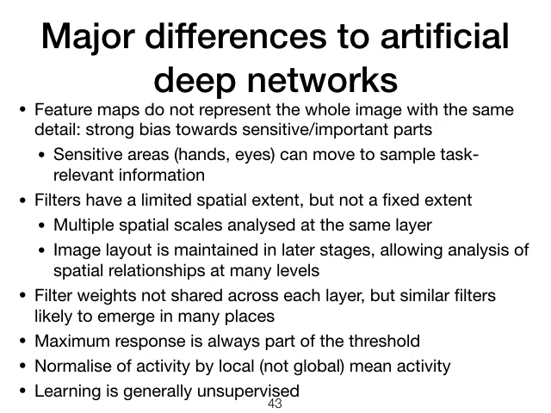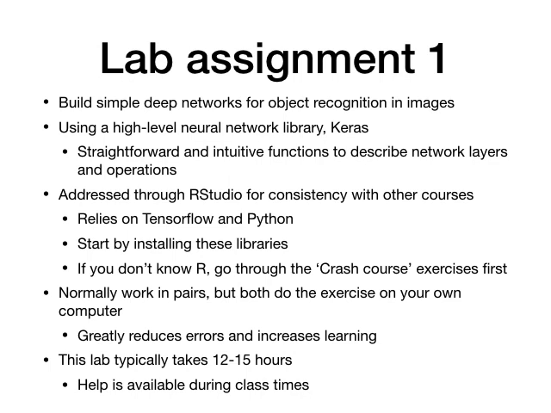All right. So that's it for the lecture today. What we're going to do for the rest of the class is we're going to start on lab assignment 1. So the aim of this assignment is to build some simple deep networks for object recognition in images. So this is the same kind of example that we're using for our biological systems and our artificial systems here.